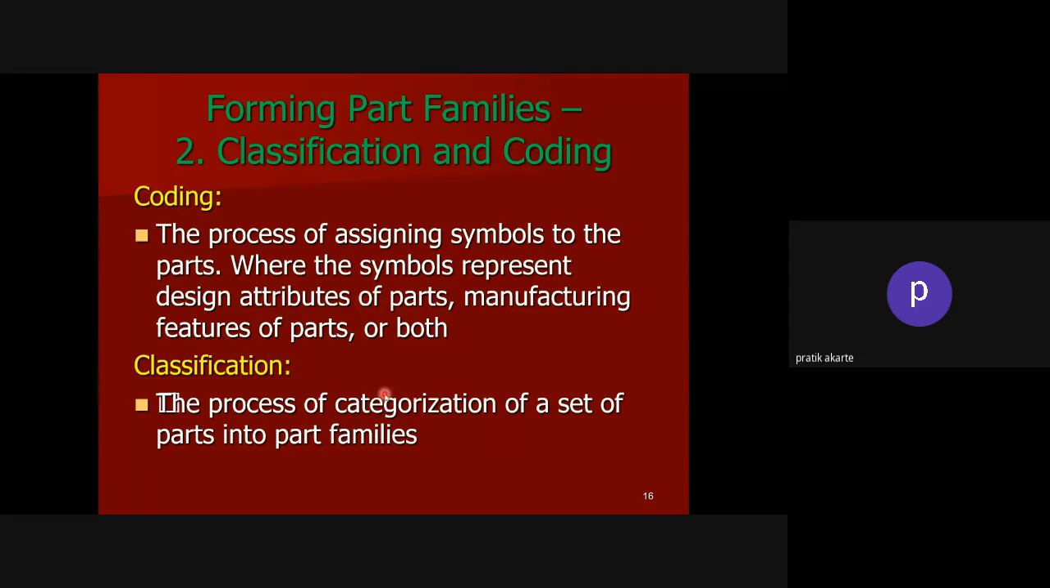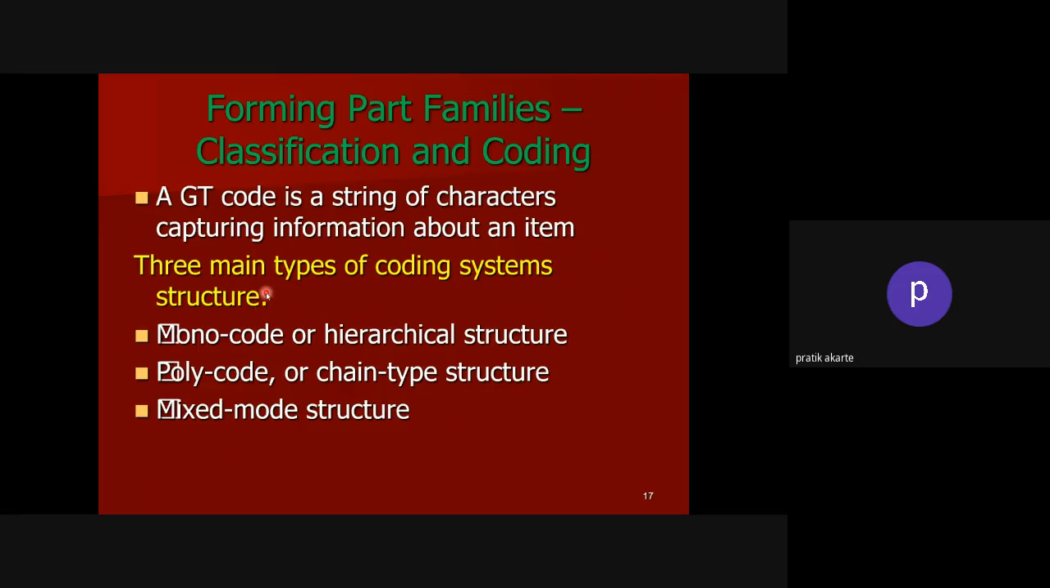Classification is the process of categorization of a set of parts into part families. If we want to categorize the set of parts into part families depending upon the coding, that process is called classification. A GT code, a group technology code, is a string of characters, a combination of characters capturing the information about the design attributes and manufacturing attributes of an atom.